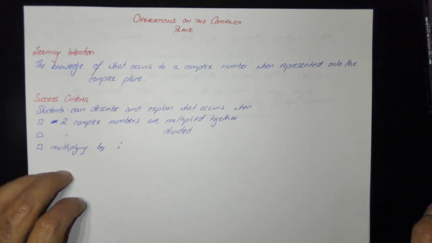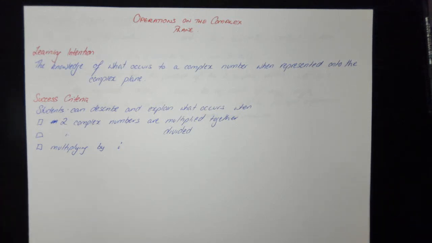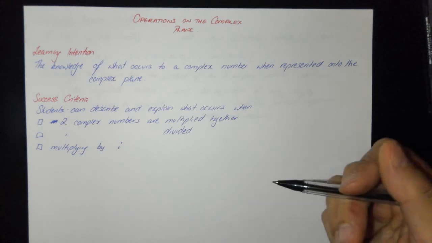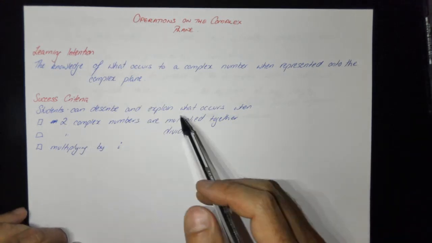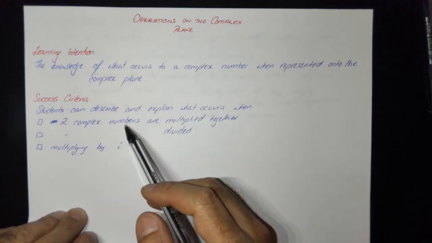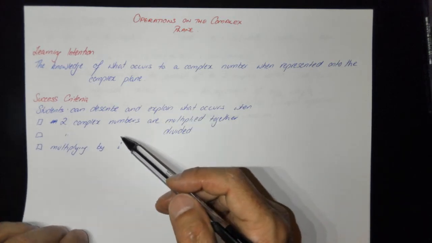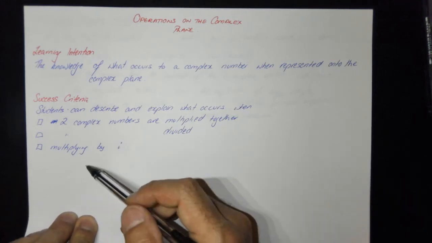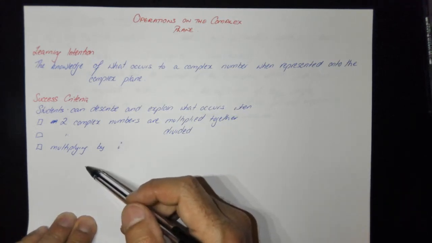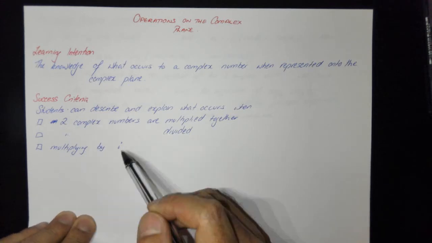Okay, so today we're looking at operations on the complex plane. Our learning intention is to gain the knowledge of what occurs to a complex number when represented onto the complex plane. We'll be successful if we can describe and explain what happens when two complex numbers are multiplied together, when two complex numbers are divided from each other, or when we times a complex number by i, which we've kind of done before.